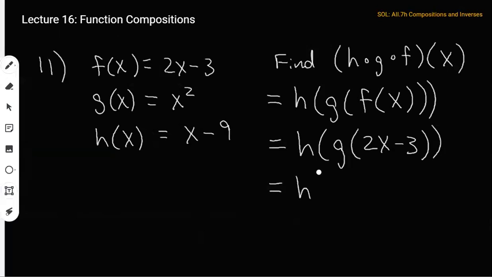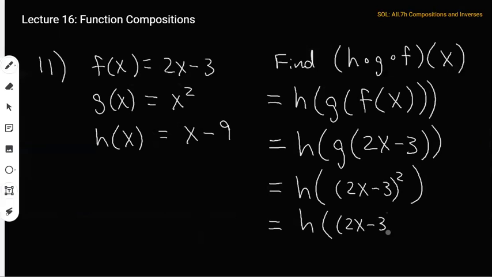My h is going to stay the same. On the inside of that, though, I'm going to be squaring 2x minus 3. So I'm going to have 2x minus 3 squared on the inside. And that's because g of x is equal to x squared. So I'm literally just replacing the x with the 2x minus 3. So what's going to happen there? I can rewrite that as 2x minus 3 times 2x minus 3.